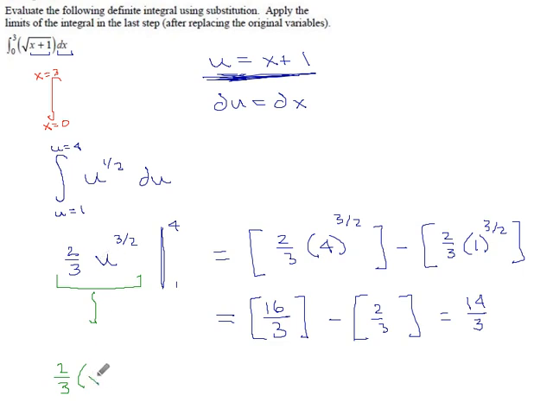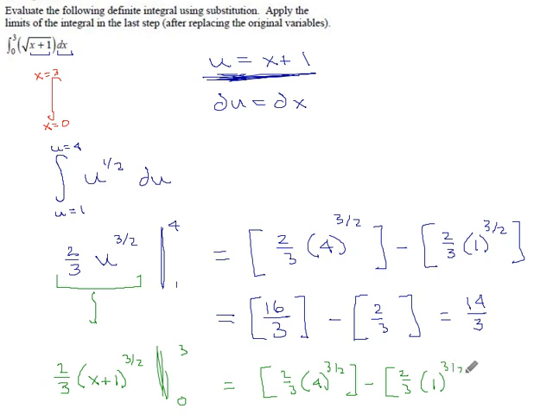U is x plus 1 to the 3 over 2. And now you can evaluate using your x limits of integration. The original went from 0 to 3. We can use those, and look what happens. We get 3 plus 1 is 4. So 4 to the 3 over 2. And then if we plug 0 into this, we get 2/3 of 0 plus 1 to the 3 over 2. You can see this is coming out the exact same way as the previous one, and you still get 14/3.